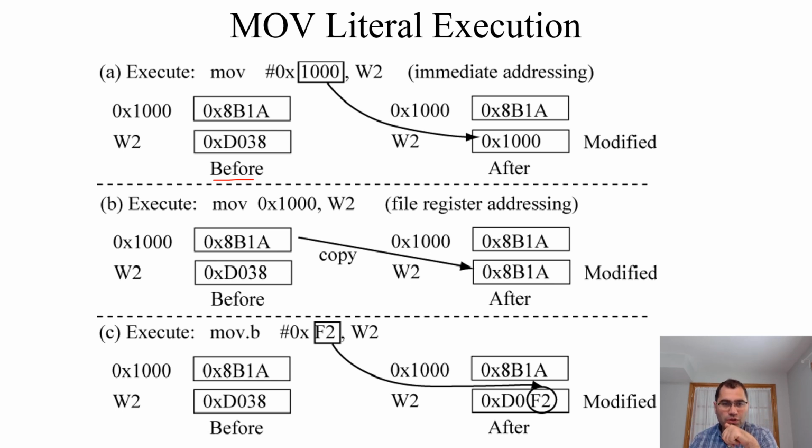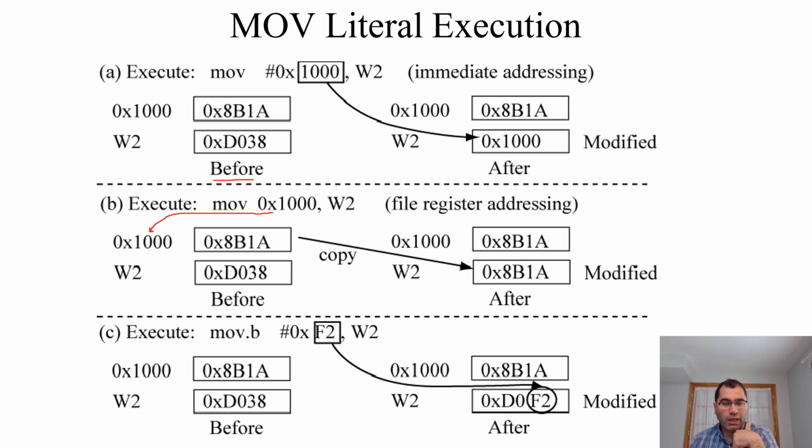Here it says move 0x1000 comma W2. Well, like in the previous slide, this is the address location. So we cannot copy 0x1000 into W2. This is an address location in the memory, in the file register. So we have to go and look at what's in this address location and copy that into W2. Let me go there. In that address location, what's in there? 8B1A, and then we copy that into W2.